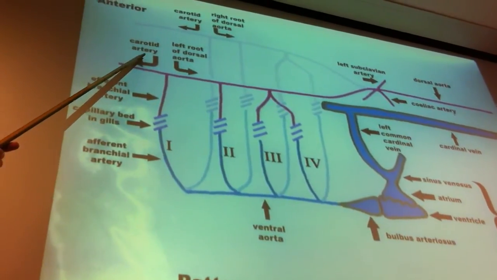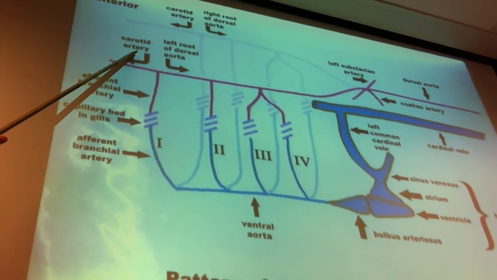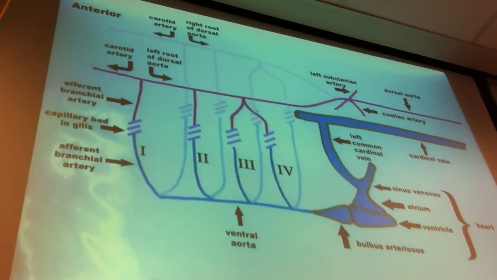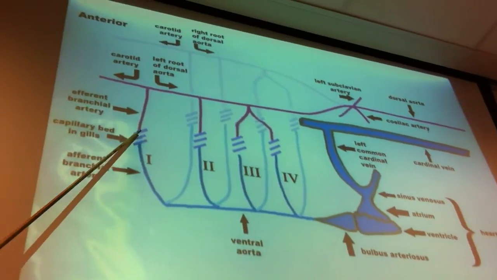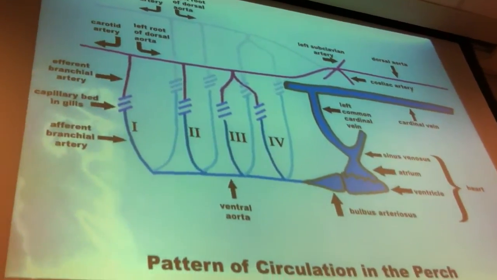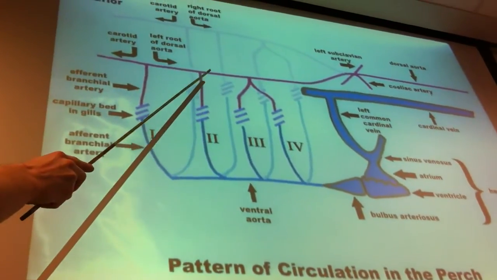So, like, the carotid artery takes blood to the brain, to the head. In a rat, in a cat, whatever. Fish, same thing, right? But in this case, it goes up. If we're starting here, it goes up here. It can either go up there, or it can go down the left root of the dorsal aorta.